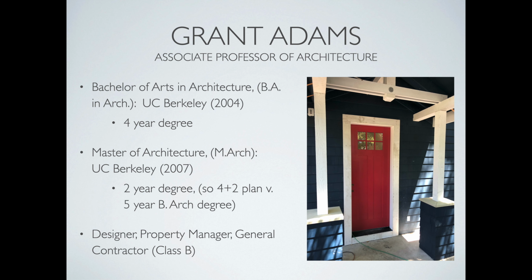I also followed that up with my MArch, my Master of Architecture degree. I also went to UC Berkeley for that, and because I had done a 4-year unaccredited degree in architecture, that coupled with 2 years to get my master's degree. So in the lingo of architecture schools, that was a 4+2 plan, as opposed to the 5+1 plan that you would be on with a master's degree with an undergraduate degree in architecture itself.